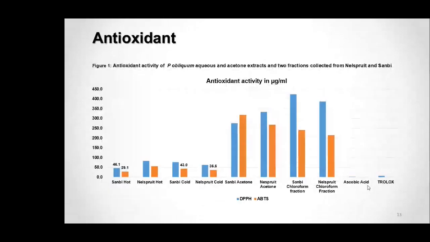Coming to our antioxidant activity, we've noticed that all water extract had better activity compared to acetone extract and fractions. When looking at our hot water extract, we've noticed that Sunbe had better activity compared to Nelspruit. While looking at our cold water extract, we noticed that Nelspruit had better antioxidant activity compared to Sunbe for both DPPH and ABTS. We can move.